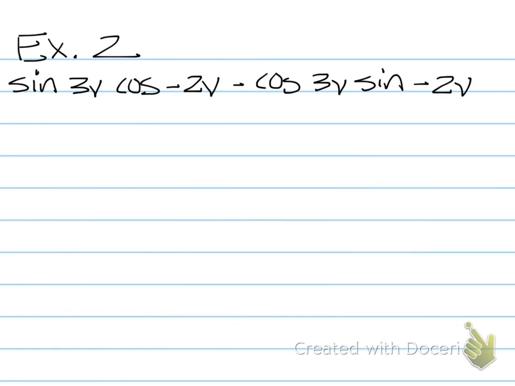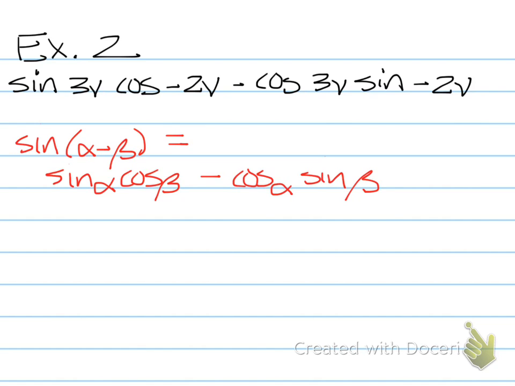In this next one, we're going to use the difference identity for sine of the difference of two angles. So sine of alpha minus beta is going to be sine of alpha cosine of beta minus cosine of alpha sine of beta.